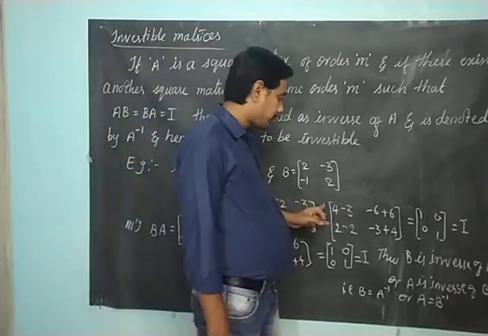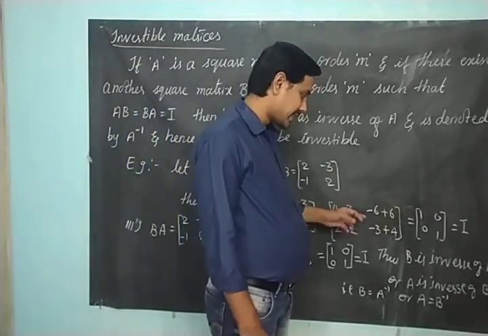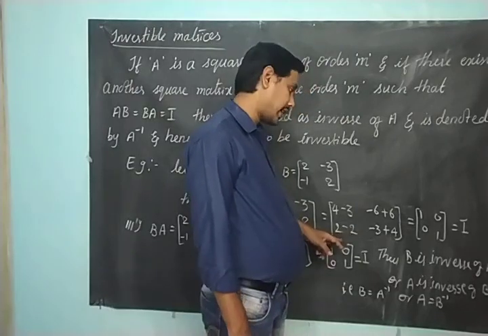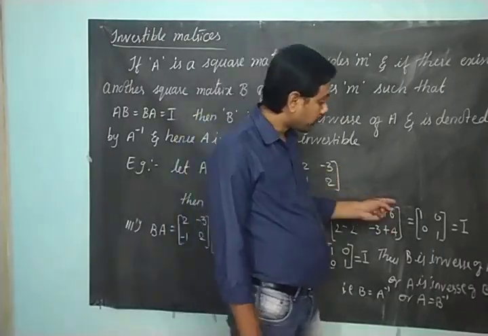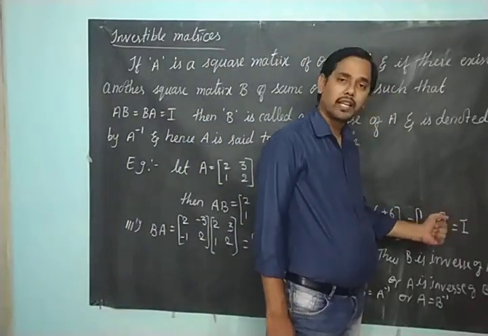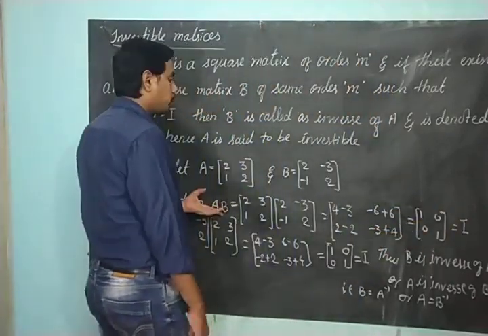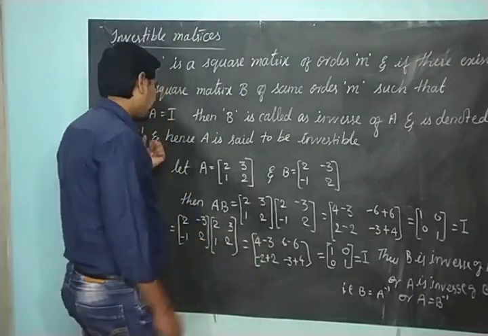So now what is 4 minus 3? 1. Minus 6 plus 6 cancels, 2 minus 2 cancels, and minus 3 plus 4 is 1. So what did we get here? [1, 0; 0, 1]. This is nothing but I. So here A into B, we got equal to I.